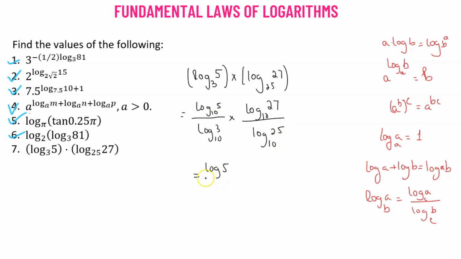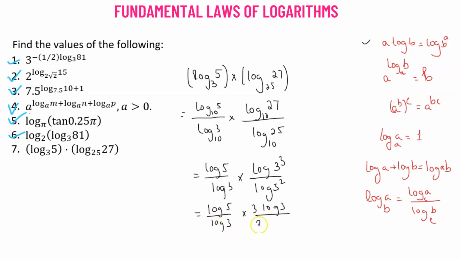So that will be log of 5. We'll drop the base. That will be divided by log of 3, multiplied by log of 27. 27 is 3 cubed, divided by log of 25. That's 5 squared. We can use this particular property to get log of 5 divided by log of 3 multiplied by 3 times log of 3 divided by 2 times log of 5. So here log of 5, log of 5, log of 3, and log of 3 cancel out, and this leaves us with 3 over 2. So this is the final value of log of 5 with a base of 3 multiplied by log of 27 with a base of 25.